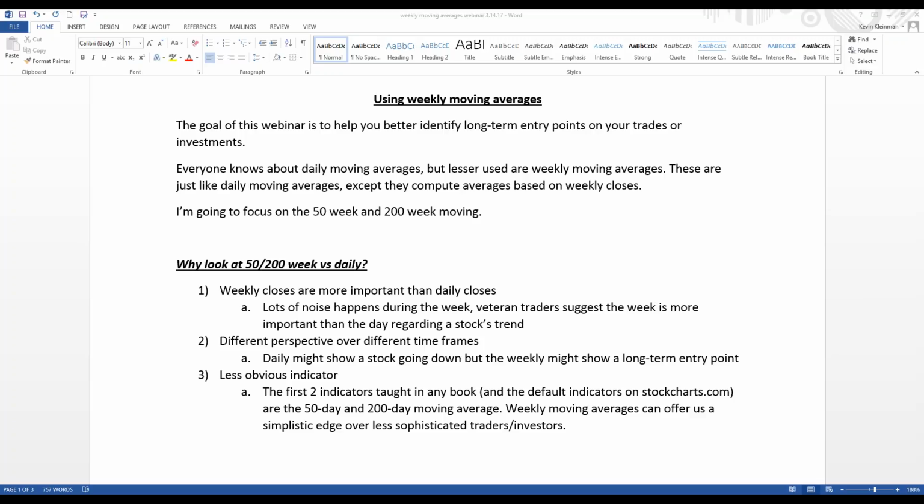I'm going to focus on the 50-week and 200-week moving average. Now, why would I look at moving averages like the 50 and 200 as opposed to just looking at a 50-day and 200-day moving average? Well, number one, I think weekly closes are more important than daily closes.